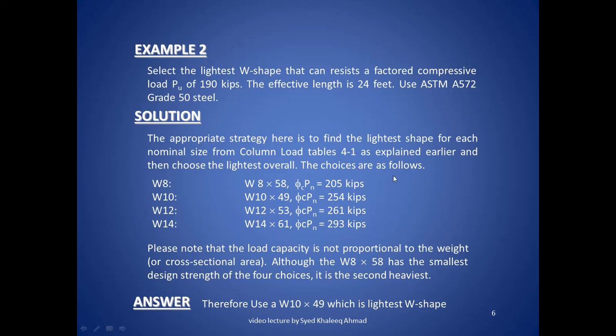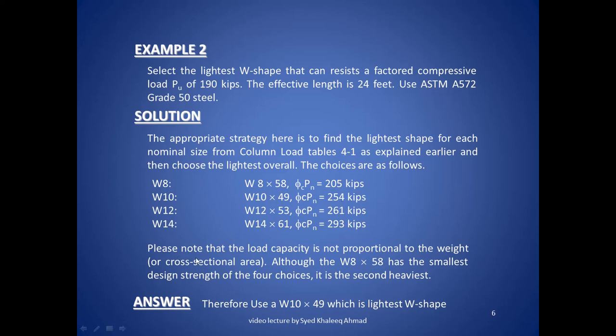So based on those tables, we find these sections will be able to take this load of 190 kips, W8 by 58, W10 by 49. So values are more than 190. Any value less than 190 will not be acceptable. So we select these numbers. Now we find that out of these, if we see here, W10 by 49, because this is 49 pounds per foot, it is the lightest section and it can take 254 kips.